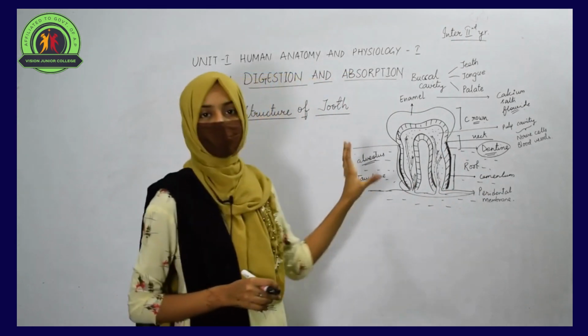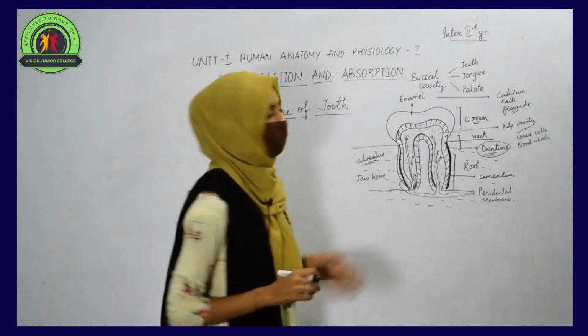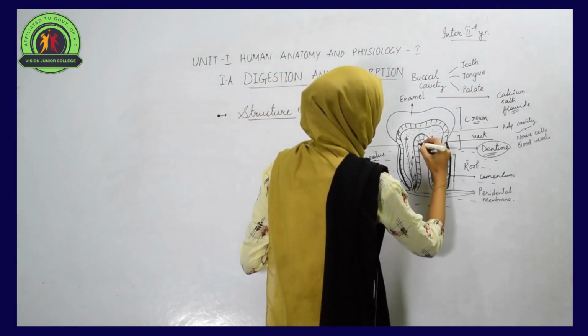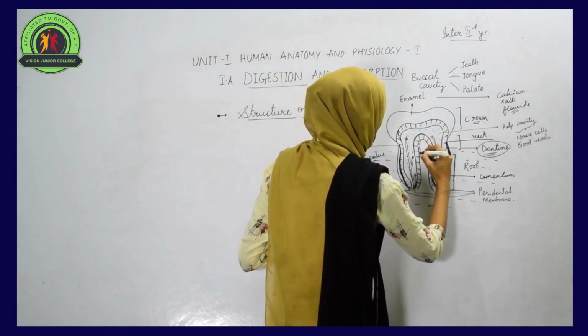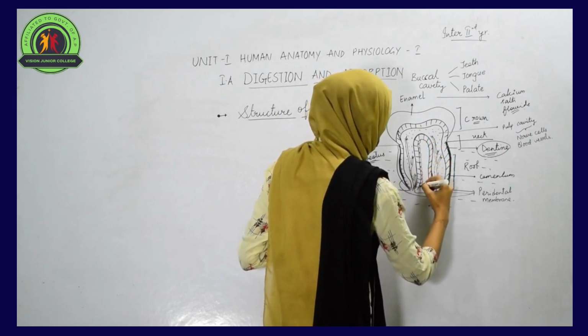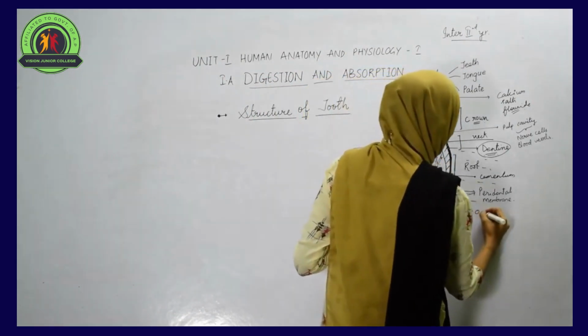So this is about the structure of our tooth. And here in this part of our tooth, some cells are present, and these cells are called as odontoblasts.